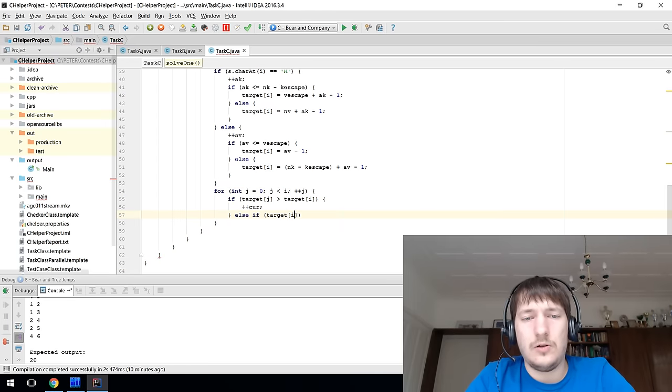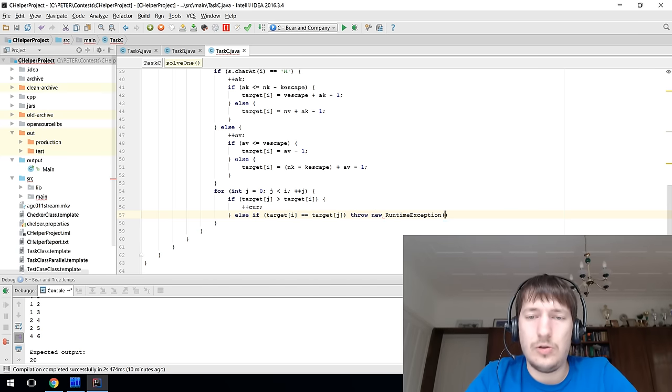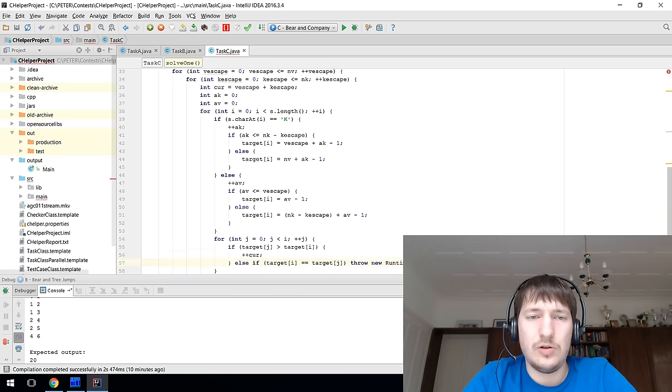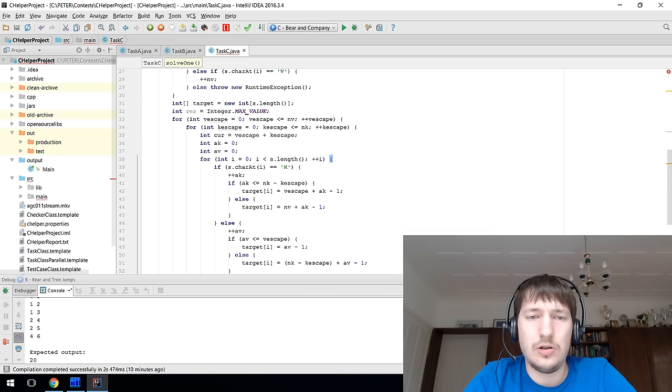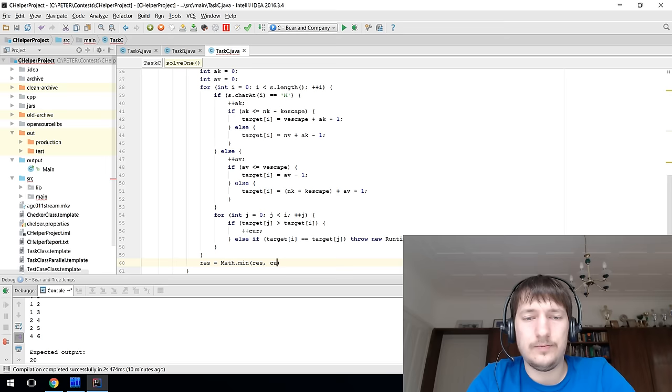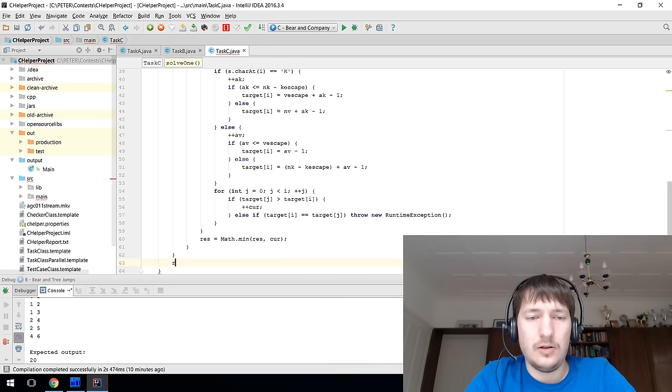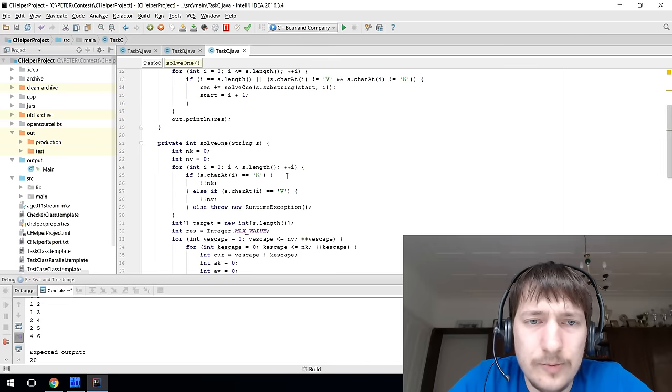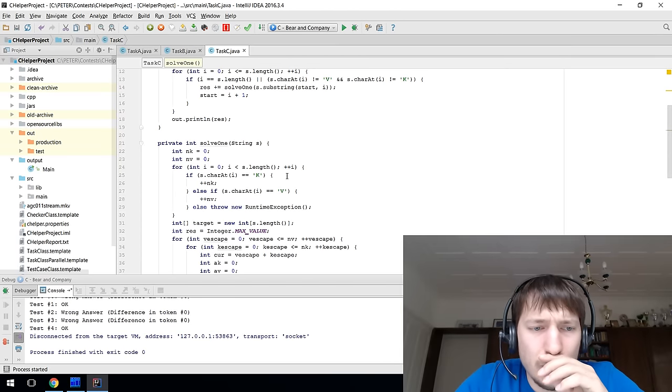I'll save the target. If they are equal, we should assert, because that means we have a bug and it would be a good way to catch it. Okay, and so here we minimize and here we return this. Okay, so that's brute force. It should be good enough.